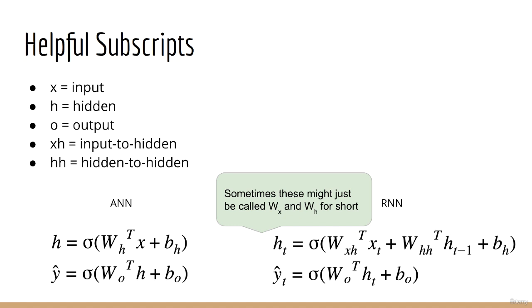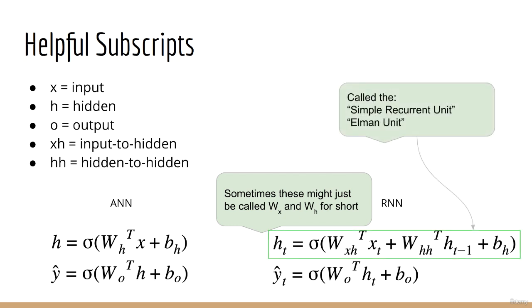The important thing there was to differentiate between WXH and WHH, since they are both weights belonging to the recurrent layer. As a side note, this layer itself has several names. The most common name is just the simple recurrent unit. But since this has been studied in the past, it's also associated with a person, and so it is also known as the Elman unit.